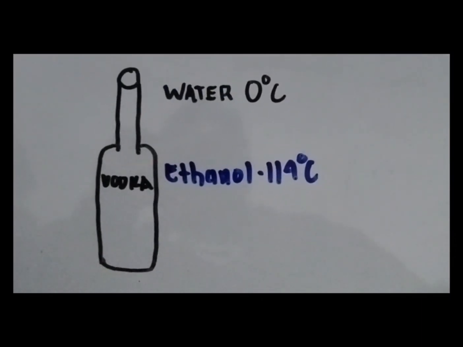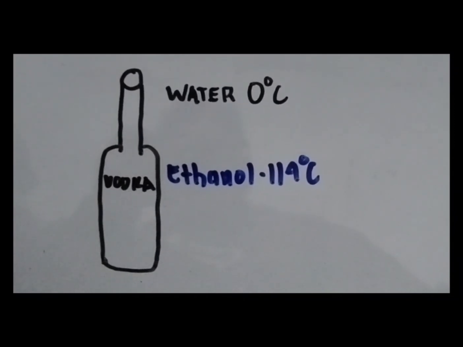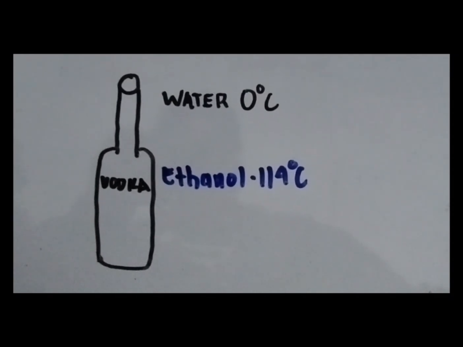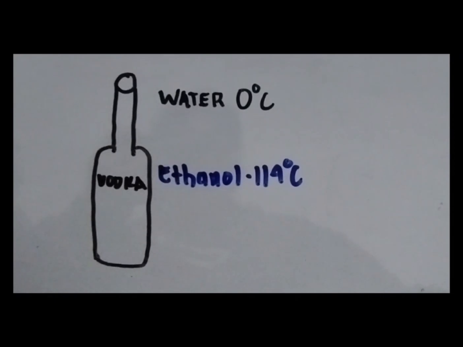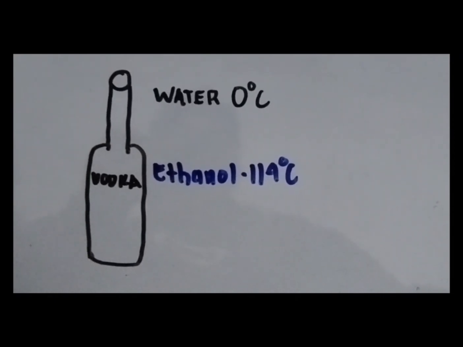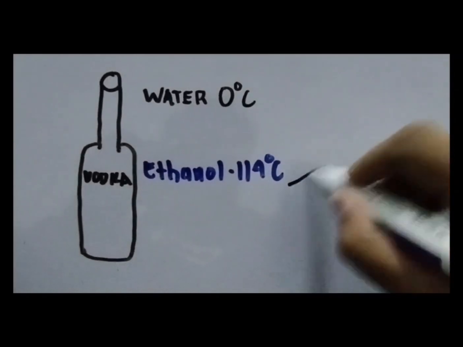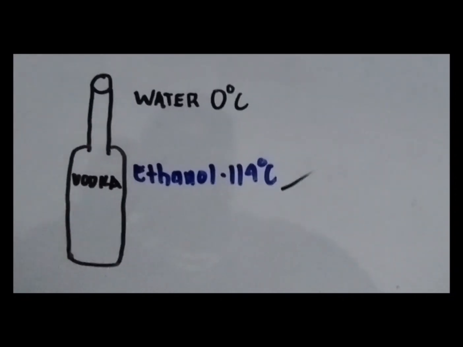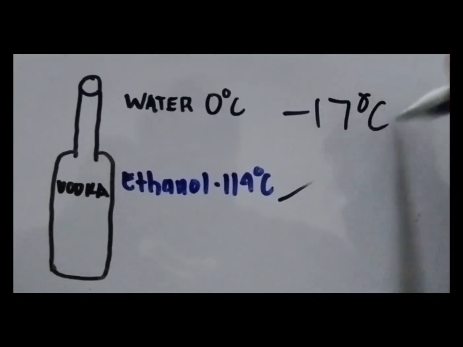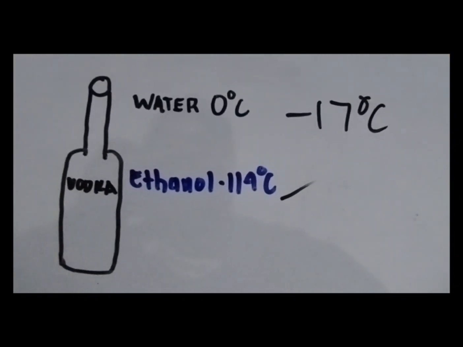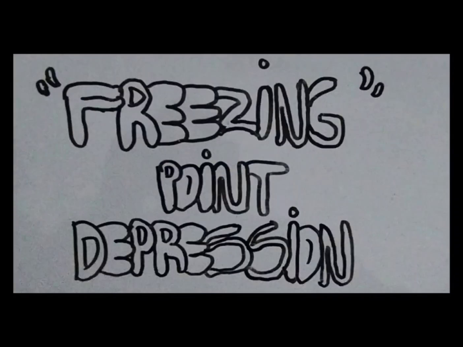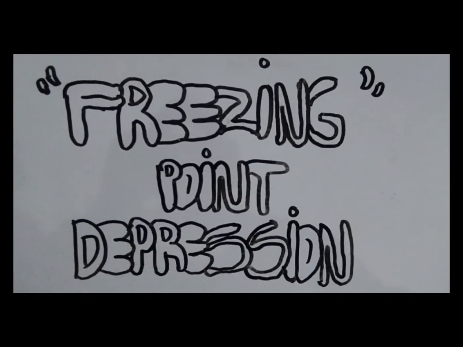Okay, example. Bakit ang isang vodka ay hindi nag-freeze sa loob ng isang ref? Okay, dahil ang vodka ay may solute na ethanol na hindi kaya i-freeze ng isang ordinaryong ref dahil ang ethanol ay may freezing point na negative 114 degrees Celsius. Hindi ito kaya i-freeze ng isang ordinaryong ref dahil ang ordinaryong ref ay mayroon lamang 17 degrees Celsius. Pero maaari pa rin ma-freeze ang isang vodka kapag gagamit tayo ng isang hindi ordinaryong ref. So that's the end of my lesson, freezing point depression.